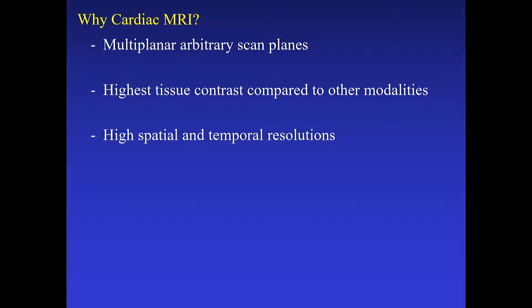MRI also has a combination of high spatial and temporal resolution. In terms of spatial resolution, it is not the highest. For example, CT and echo have higher spatial resolution. And in terms of temporal resolution, MRI is actually inferior to echocardiography. But in combination with the three points above, it does allow MRI to be a unique method to assess cardiac structures and anatomy.